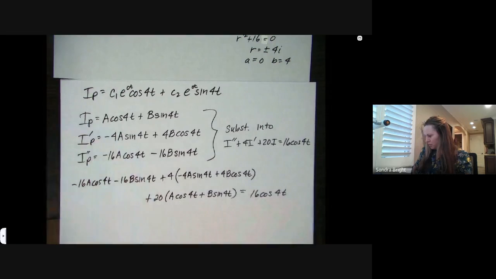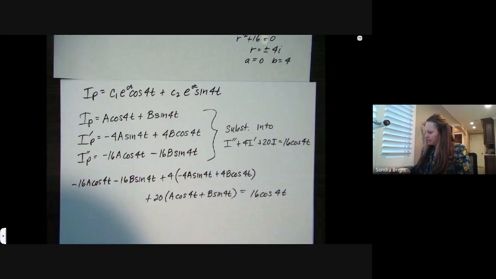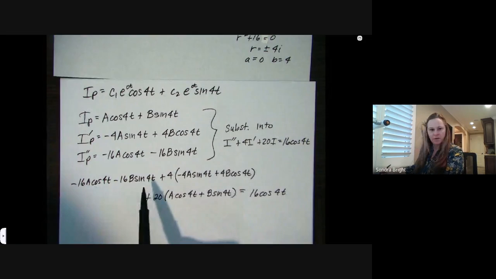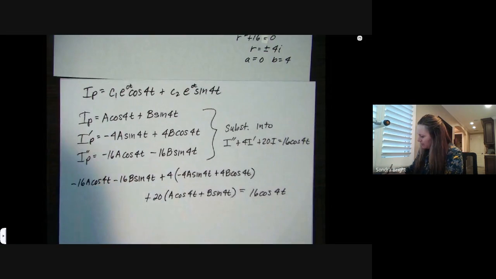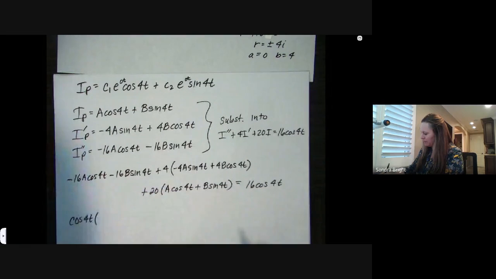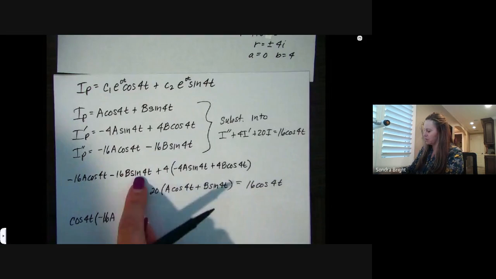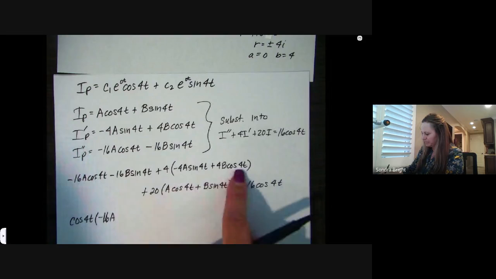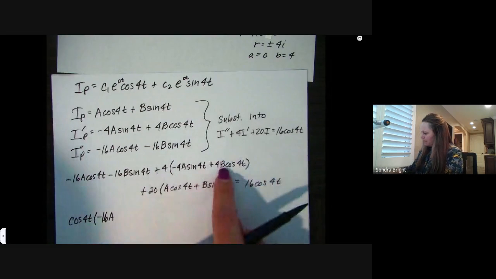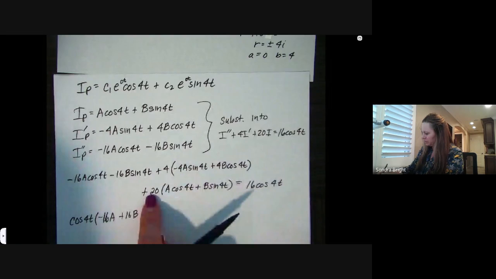Okay, so what you need to do is equate coefficients. I've got terms with cosine of 4t in them, and I have terms with sine of 4t. So I'm going to factor those out so that I can equate my coefficients. If I factor out a cosine of 4t, what will I have? I would have a negative 16a. That's a sine. Okay, so I have a cosine here, but I would have multiplied by 4. So it would be a 4 times 4b, so a plus 16b. And then I would multiply the 20 times the a cosine, so plus 20a.